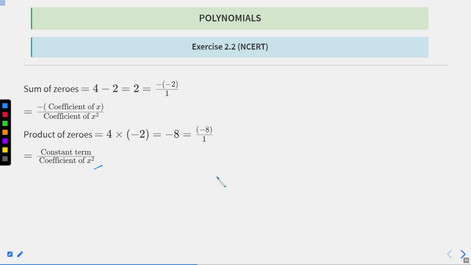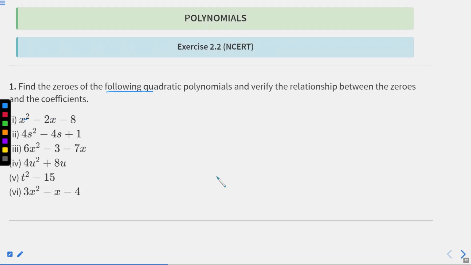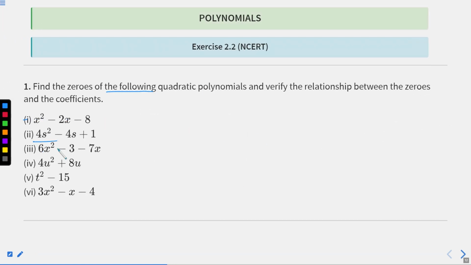Now for question number 2, we are given the quadratic polynomial 4s squared minus 4s plus 1. First we have to find the zeros of this quadratic polynomial, and then we have to verify the relationship between the zeros and the coefficients.